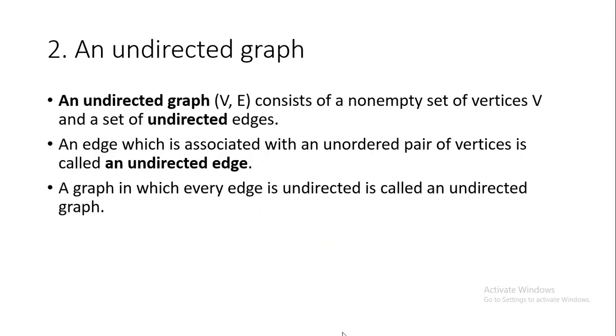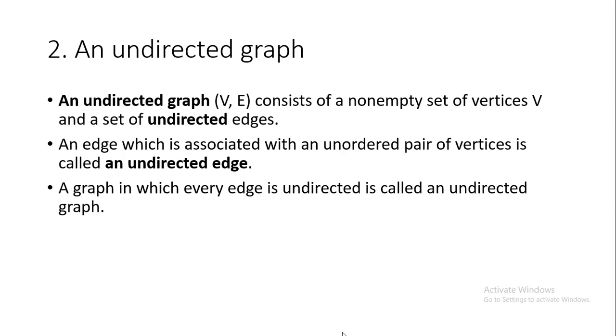Next, an undirected graph. An undirected graph (V, E) consists of a non-empty set of vertices V and a set of undirected edges. So by this definition you can understand this undirected graph is totally opposite of the directed graph. In the directed graph, there is a set of directed edges, but in an undirected graph, a set of undirected edges.